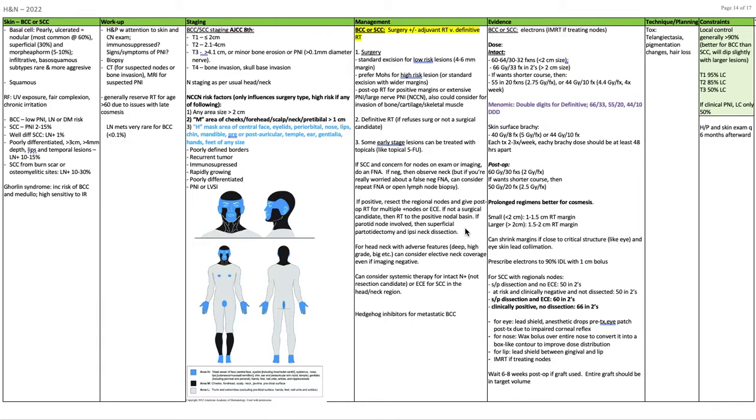Mainly local control, generally is 90%. Better for basal cell than squamous cell, will dip slightly for larger lesions. T1 has a 95% local control. T2, 85% local control. T3, 50% local control. If clinical perineural invasion, local control is only 50%.